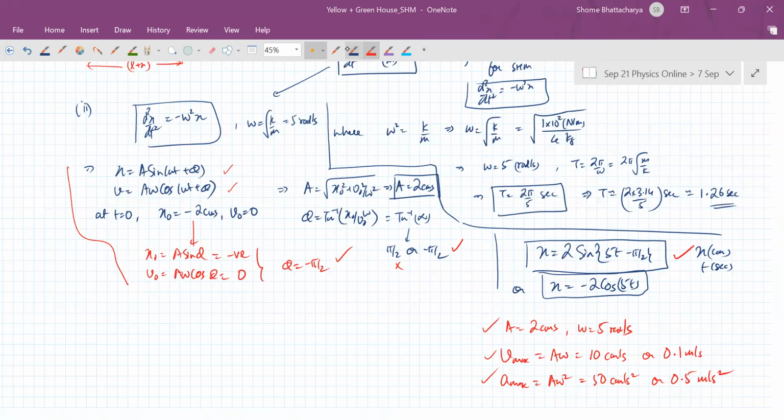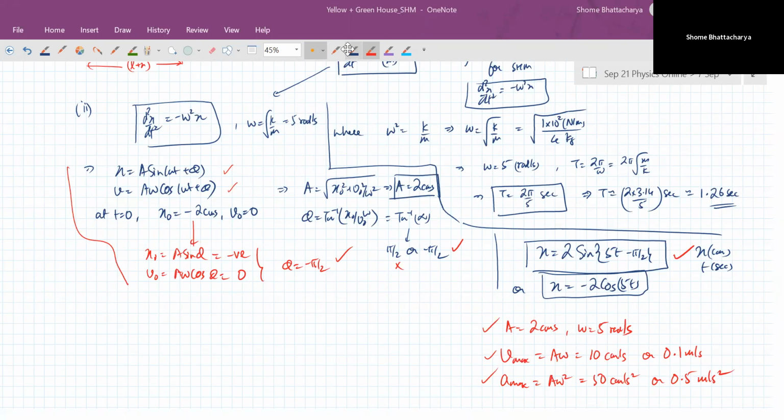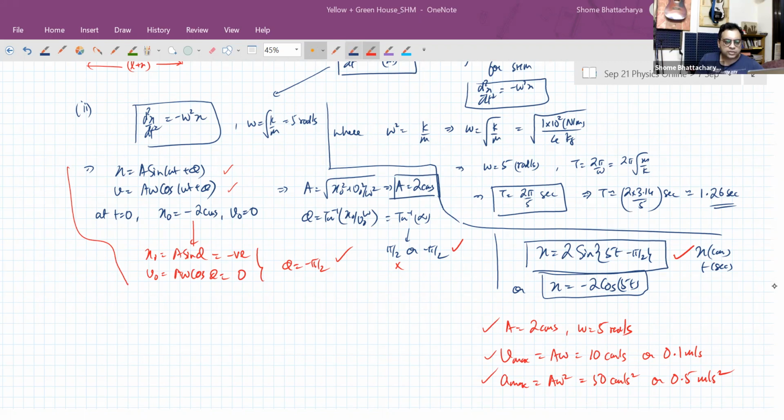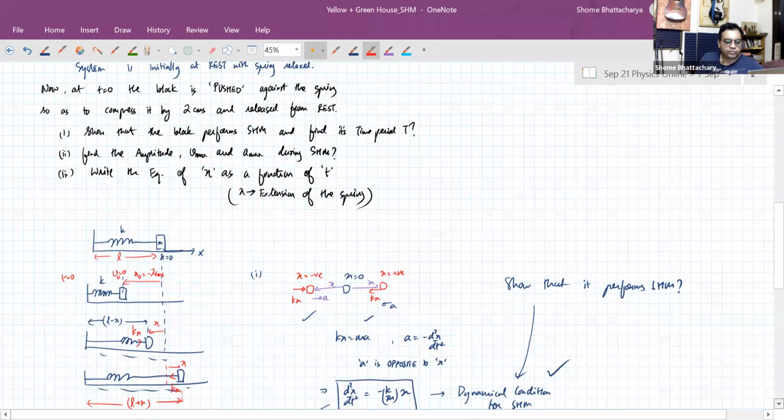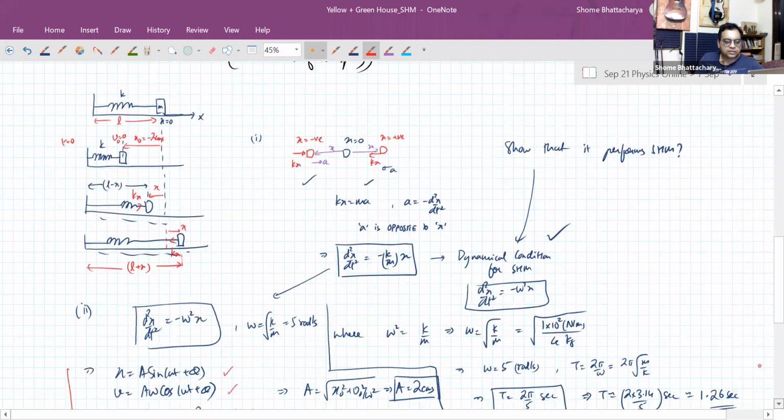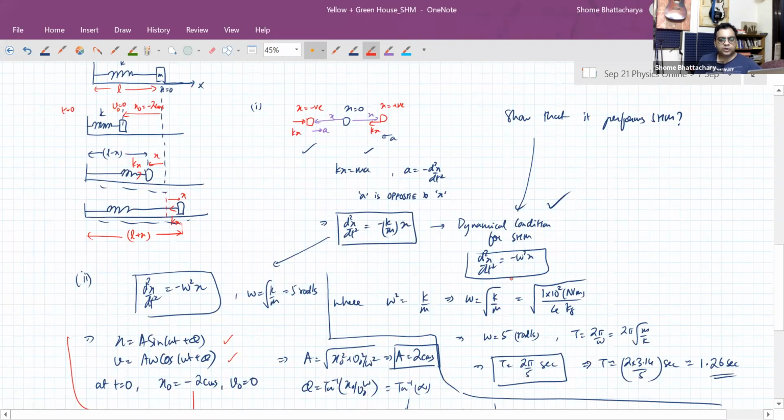Okay, I'll scroll up. So anyway, hope all of you have understood the concepts related to this question, how we calculated all the things. To start with, what we do is we solve the free body diagram. So the first step is we solve the FBD to get the condition of SHM.